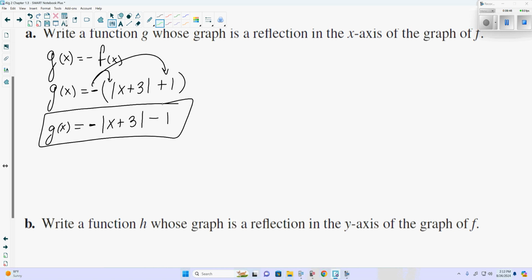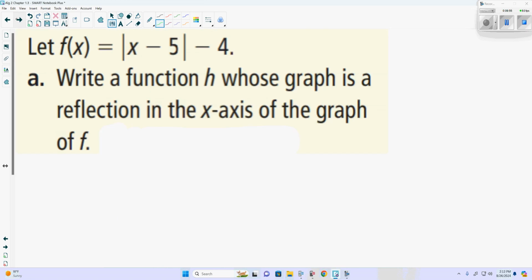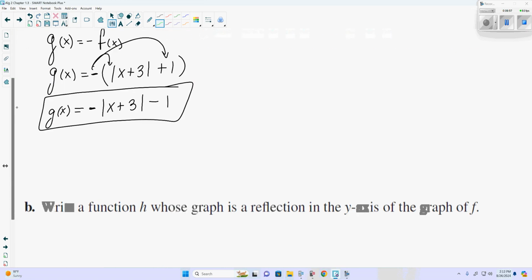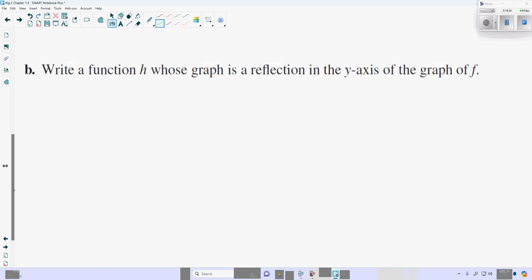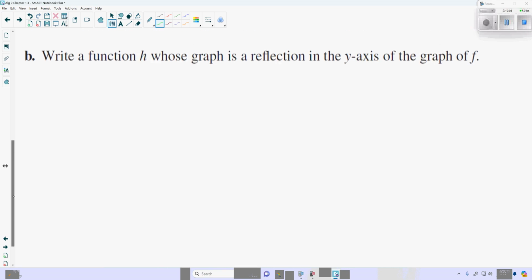Questions on this here? Good with this so far? You ready for a reflection in the y-axis? Well, it's right here. Now, we've talked about reflection in the y-axis a little bit last week, but we didn't actually see any come up. Here we're going to apply a reflection in the y-axis.